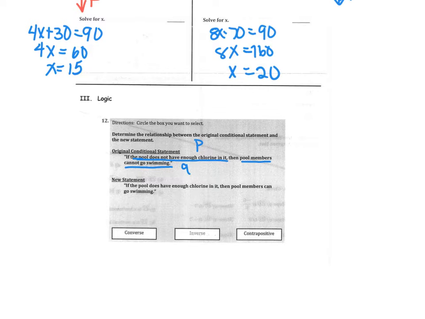It says the pool does have enough chlorine. So I went from the pool does not have enough to the pool does have enough. In order to get that, I had to negate my statement, so my P should have a negation in front of it. Then the pool members can now go swimming. So I'm going to negate Q because it says everything that Q says except it's the opposite. So my symbols are negate P, arrow, negate Q. Is it converse, inverse, or contrapositive? Well, when you just change the negation, it is inverse.